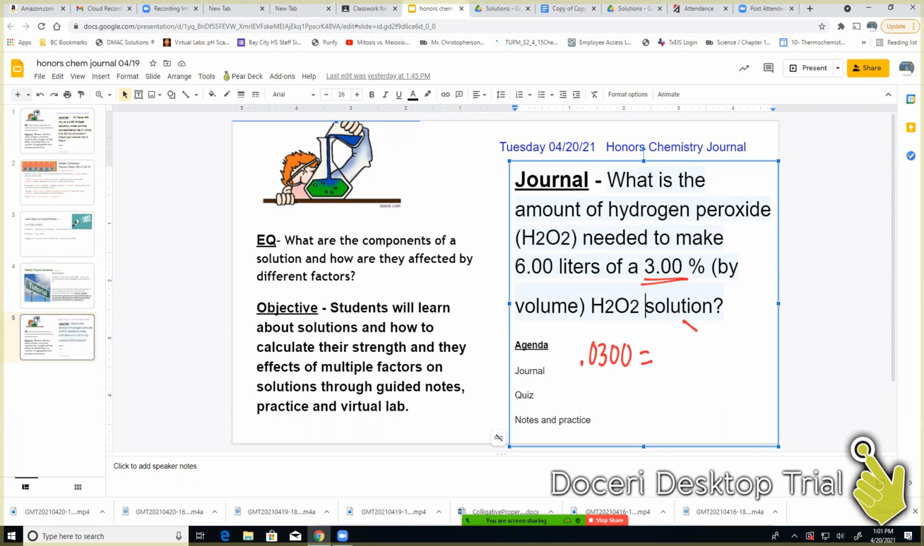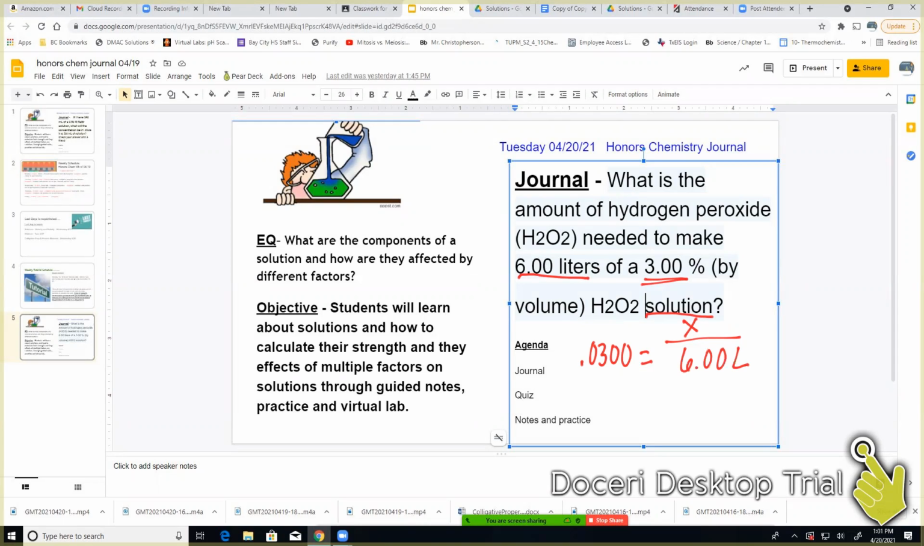So that's my X. And it says I have 600 liters of a 3% hydrogen peroxide solution. So that's how much I have of the whole solution. So that makes it a little bit easier. That means all I need to put on this is a 6 on the bottom, so it'll make the math easier. If it would have said 6 liters of water, then that would have been just solvent. You would have had to add solid.